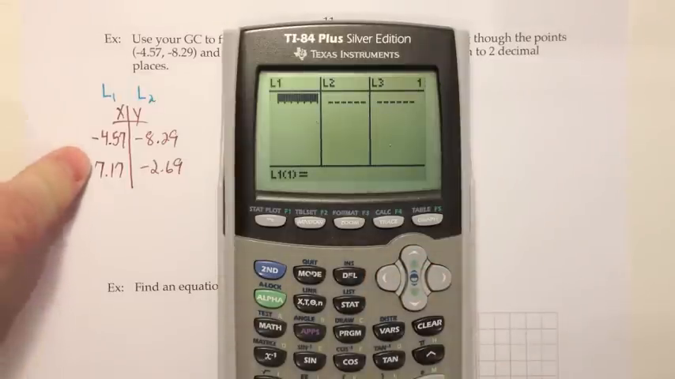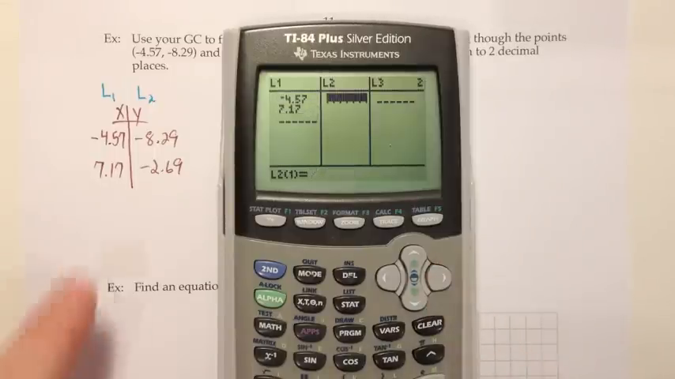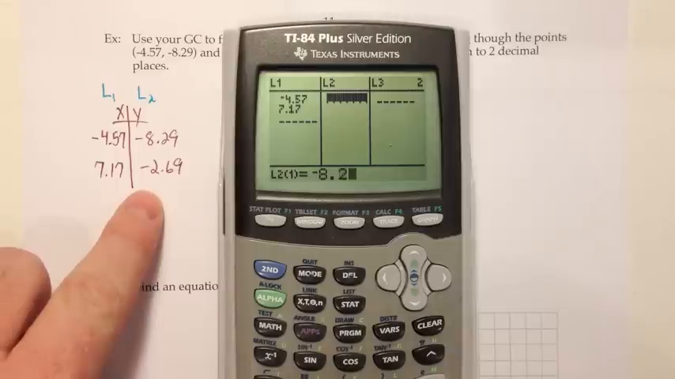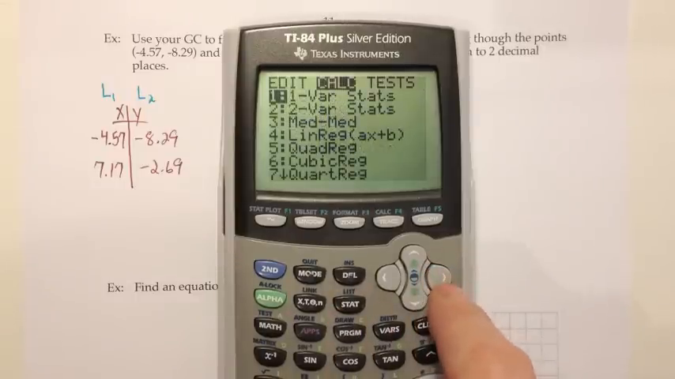And I'm going to put these new messy X's in there, -4.57 and 7.17. And I'm going to just arrow over to the second list and put in -8.29 and -2.69. So I have those two ordered pairs in, and I'm going to let the calculator do the rest from here. I'm going to press the stat key, and I'm going to go over to the calc menu.